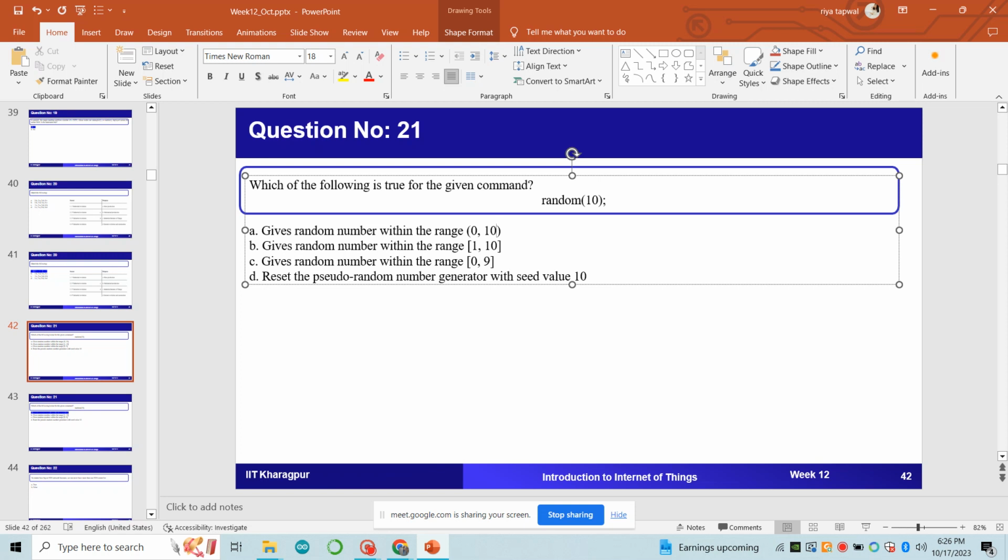Okay, clear to everyone? So if you get a question in your exam like this, then the correct option for this will be B. So the first option means between 0 to 10, it will not include 0 and 10. However, the B option means it will include 0 and 10 also. So the correct option for this will be the second one.